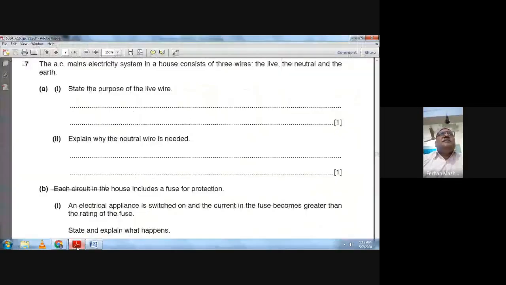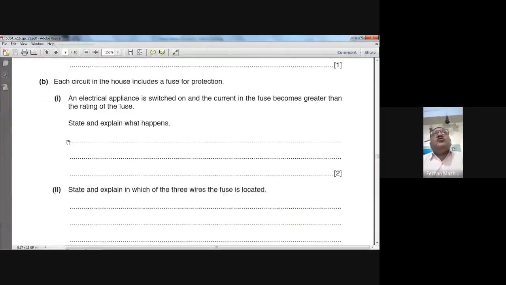Okay. The B part is: each circuit in the house includes a fuse for protection. An electric appliance is switched on and the current in the fuse becomes greater than the rating of the fuse. State and explain what happened. You know, the fuse has a very thin wire in it. And if the current exceeds the rating of the fuse, due to the excess heating effect of the current, what will happen? That thin wire in the fuse will melt.